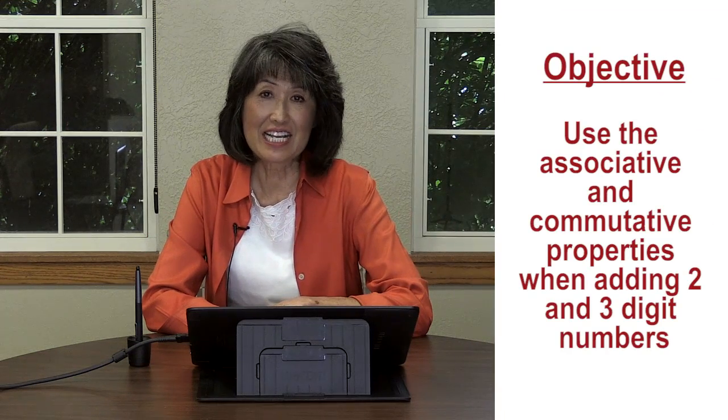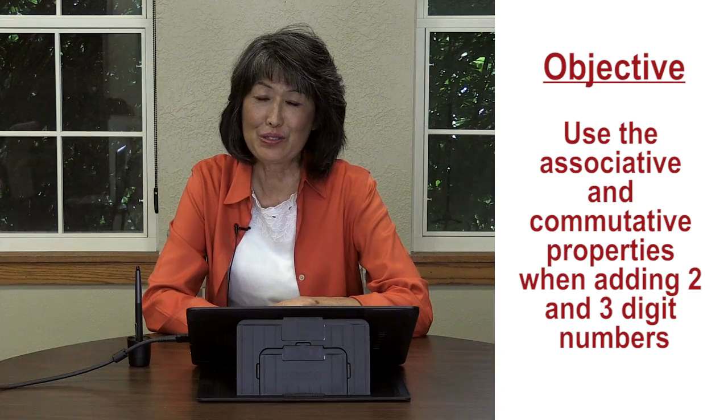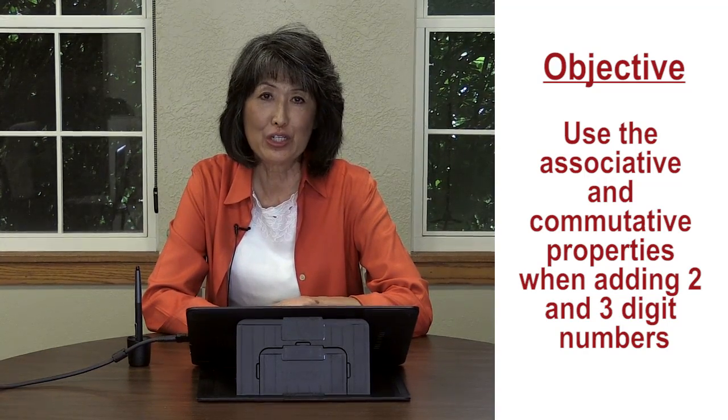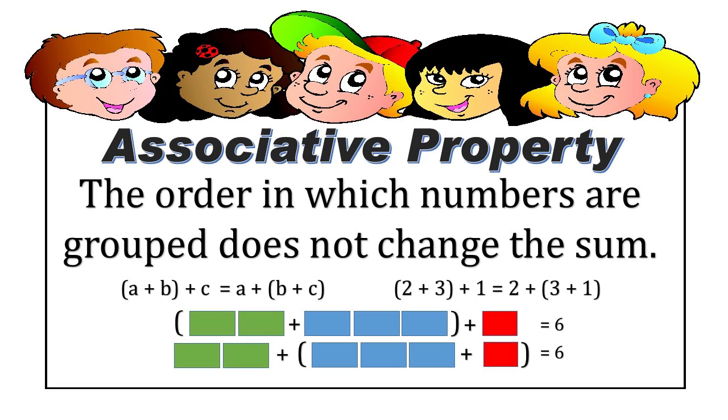The objective of this lesson is for students to be able to use the associative and commutative properties of addition when adding 2- and 3-digit numbers. You may remember the associative property states that the order in which numbers are grouped does not change the sum.